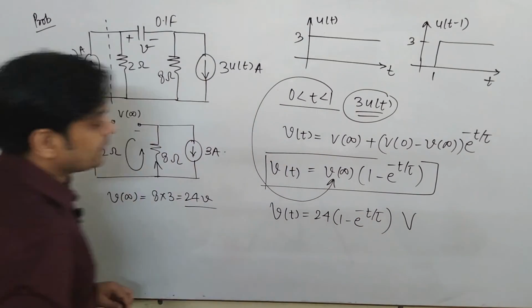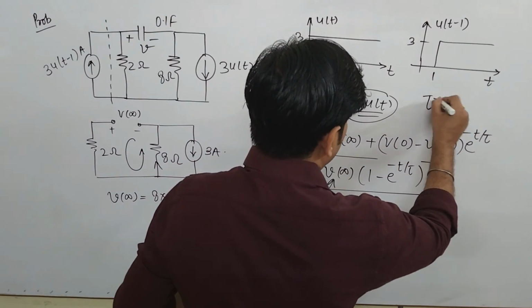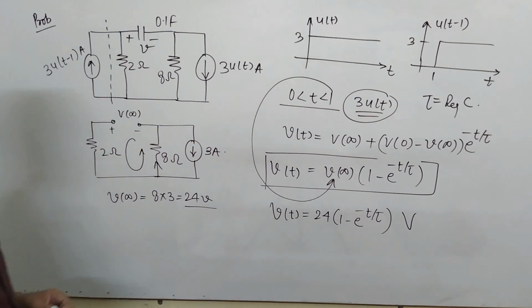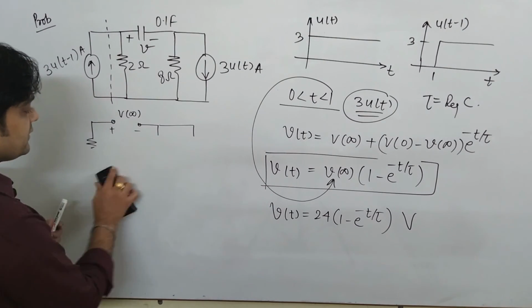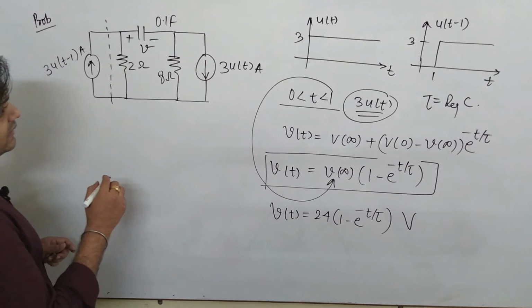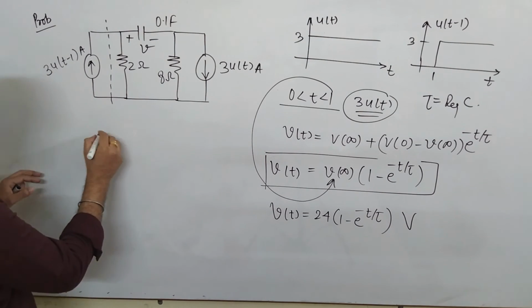This is in volts. Okay, now you have to find the value of tau. The value of tau is what? It is R equivalent C. Okay, now if you see, again when I am going to draw the circuit at t equal to 0, what will happen? Please see. Again, there is no significance of this source because it starts with t equal to 1.